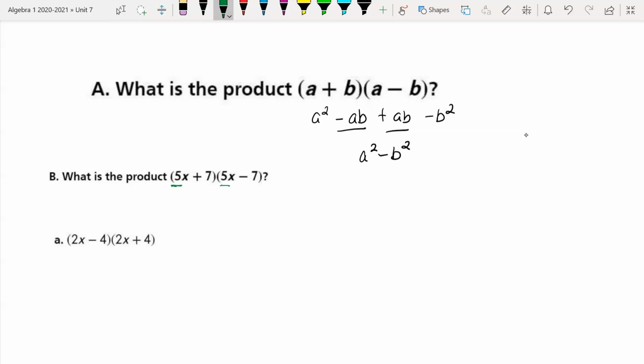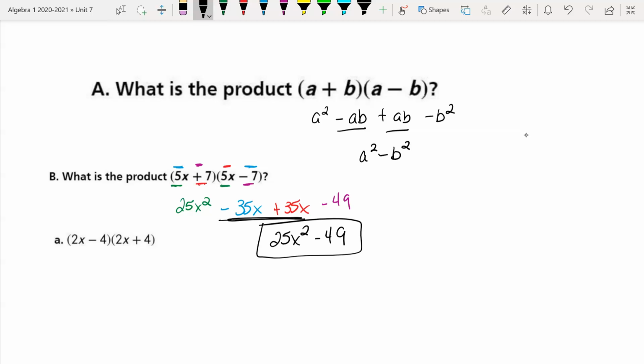So if I FOIL this, well, 5x times 5x is 25x squared. 5x times negative 7 is negative 35x. 7 times 5x is positive 35x. And then our last one would be 7 times negative 7, which would be negative 49. Well, again, what we just did, the middle is going to cancel. So then I'm going to have 25x squared minus 49 as my final answer.